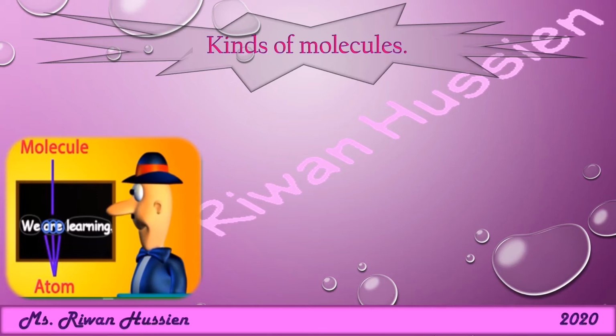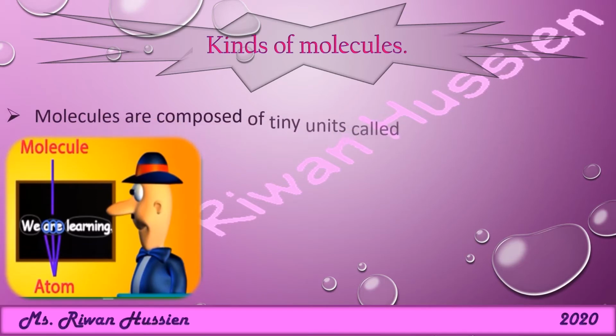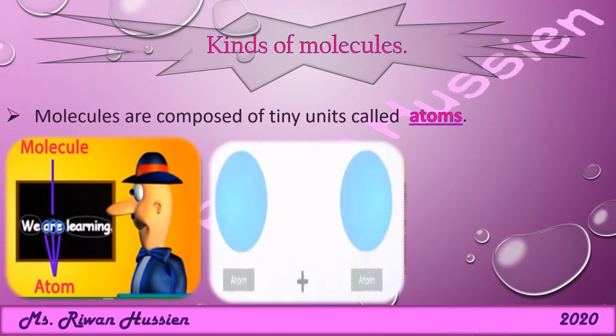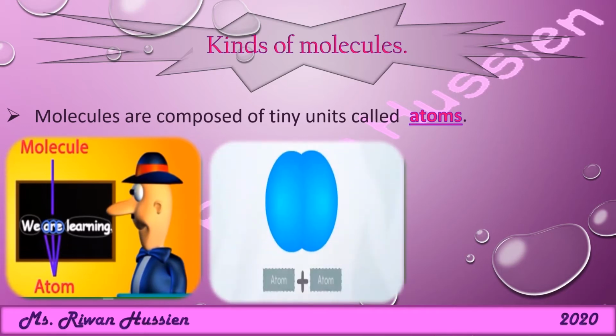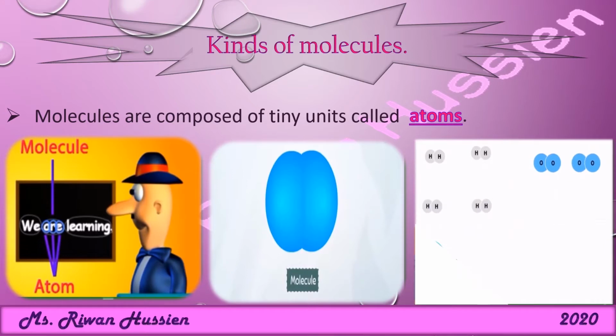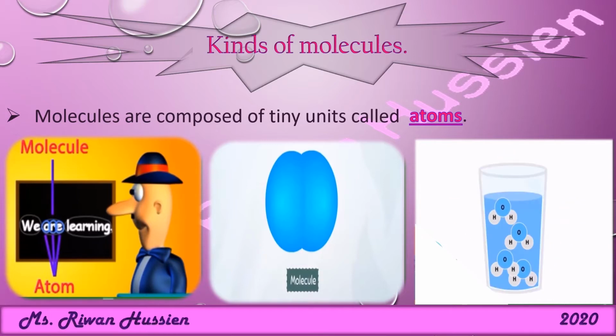So, molecules are composed of tiny units called atoms, which means that atoms combine to form molecules that make different matter around us. For example, when two hydrogen atoms combine with one oxygen atom, a water molecule is formed, and many molecules form water, which is matter.